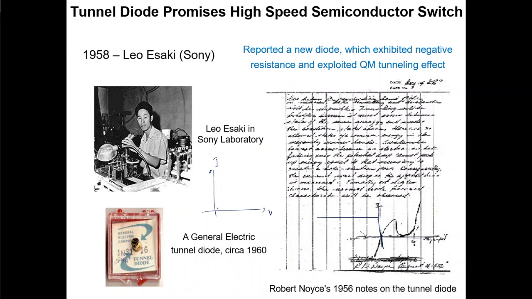And this region was found to be quite useful in producing radio waves or detecting radio waves or microwaves. So this particular device was used subsequently in many of the RF applications. And what it shows is that the first negative resistance diode, also known as the Esaki diode, came into existence in 1958.